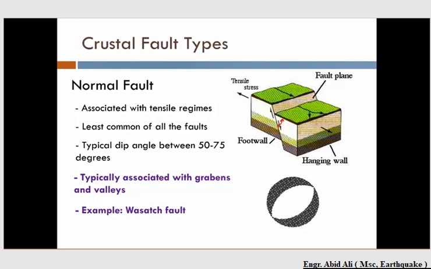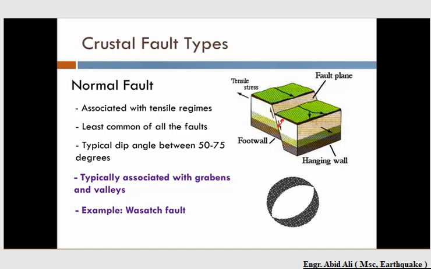Interestingly enough, we call it a normal fault, but the reality is a normal fault is not so normal. Compression and transition are much more common, geologically speaking, than extension is. So it's really the least common type of fault.